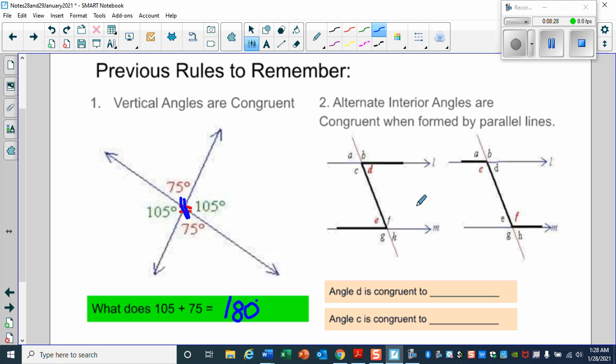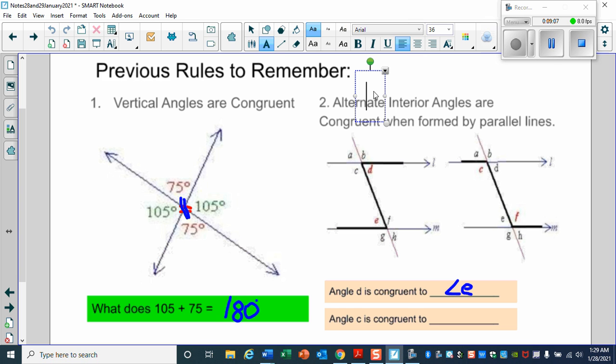Now, alternate interior angles, again, here were a couple examples. Angle D is congruent to angle E. Alternate means opposite side, but inside: alternate interior. And I'm just going to put the symbol, but I'm going to put a lowercase e because usually they do numbers. And similarly, C and F, both inside but opposite, alternate interior. Remember that was inside and opposite.